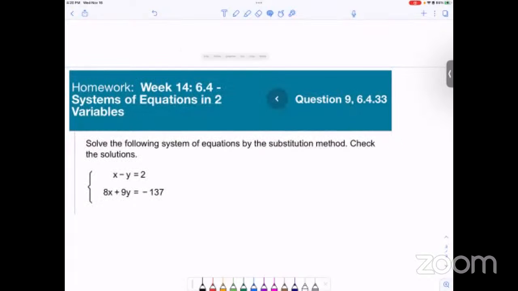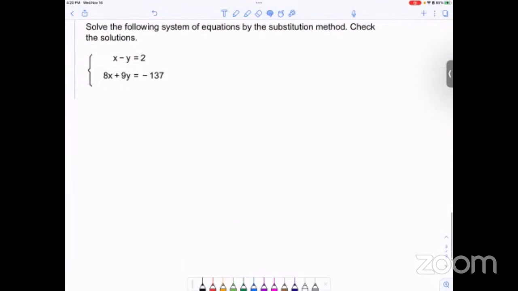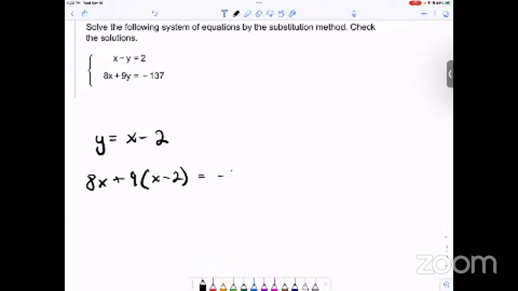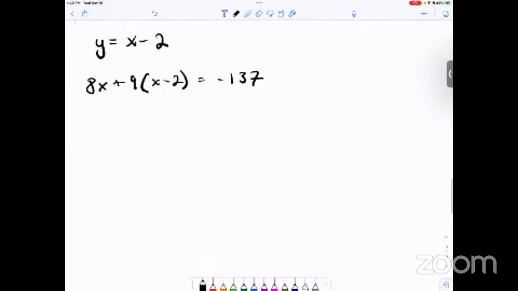So they're asking us to solve using the substitution method. So if we solve for y from equation 1, we get y equals x minus 2. If we take this and plug it into equation 2, we get 8x plus 9 times x minus 2 equals -137. Okay, so same kind of deal, just different numbers. 8x plus 9x minus 18 equals -137.